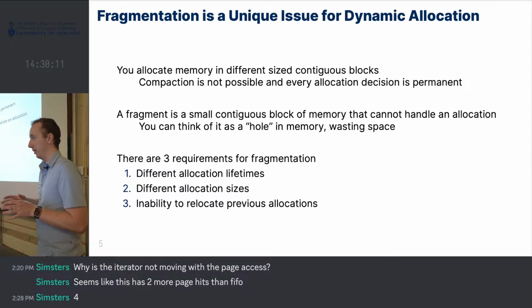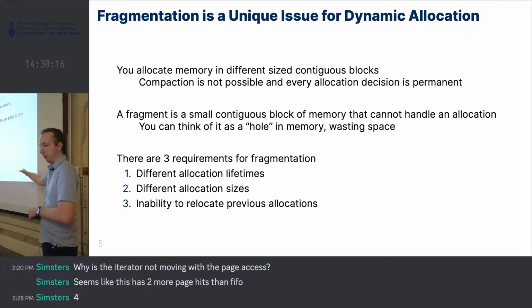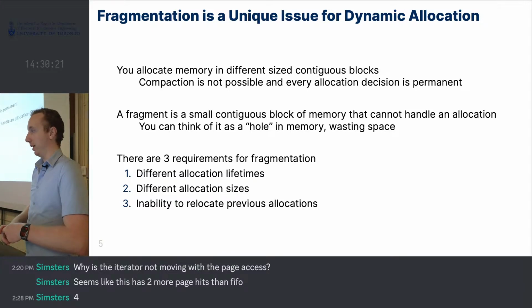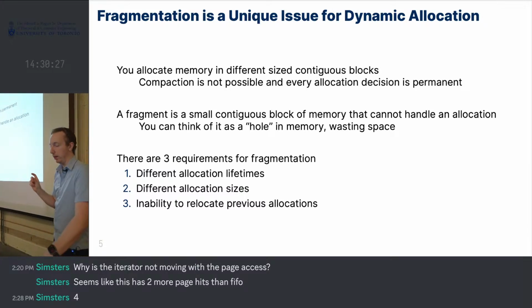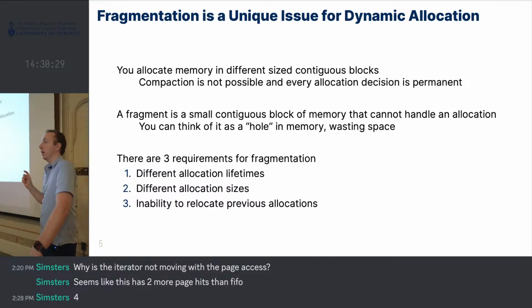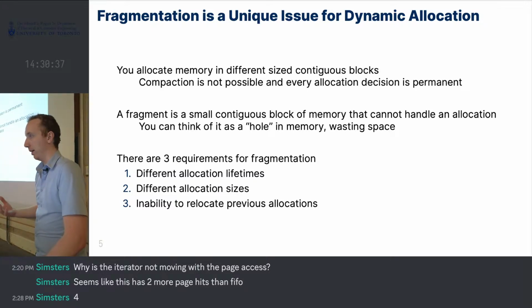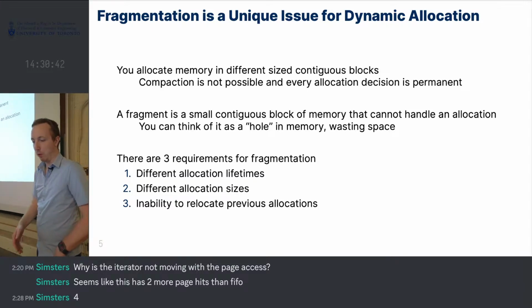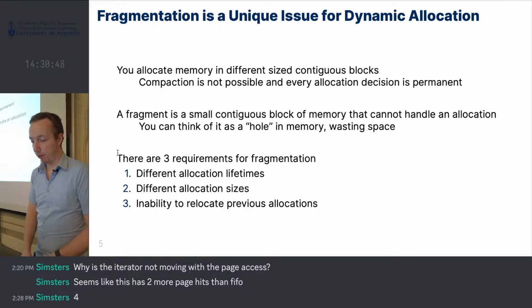So every decision malloc makes is essentially permanent. It can't go back and say, no, I want to move this memory somewhere else. Not possible. So fragmentation is essentially any wasted memory. A fragment is basically just a small contiguous block of memory that cannot handle an allocation. You can think of it as a hole. It's just wasted space, some useless space that I can't do anything with, like, I don't know, pennies back in the day. They were deemed useless. They're just wasted space. So in order to have fragmentation, you have to have 3 requirements.